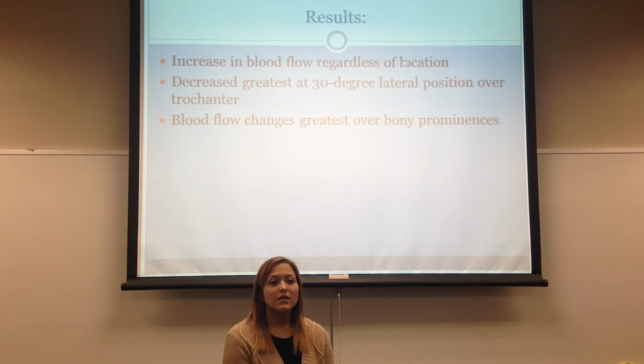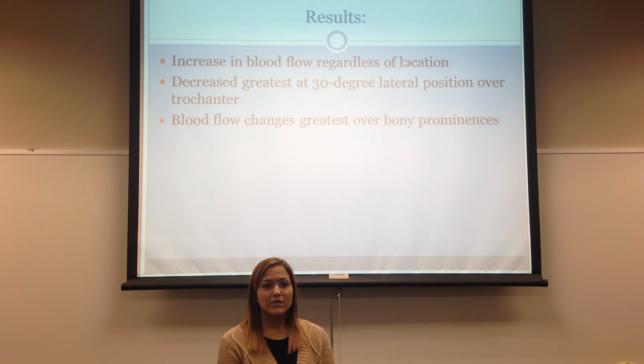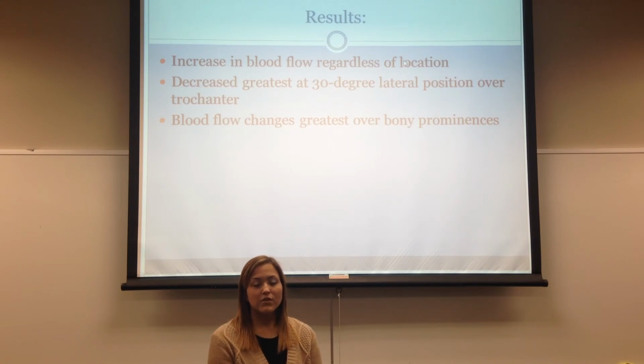The results. So there was an increase in blood flow regardless of position or location. The blood flow decreased greatest at 30 degrees lateral position over the trochanter area, and blood flow changes were greatest over bony prominences, which was already known.